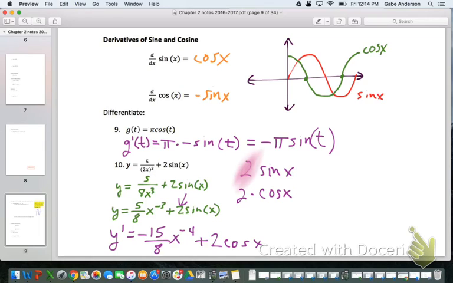What if it was like sine squared of x? That's totally different. That's not a constant multiple. That's an exponent. What would you do for the derivative? Something called the chain rule. What is it? We'll get there soon.